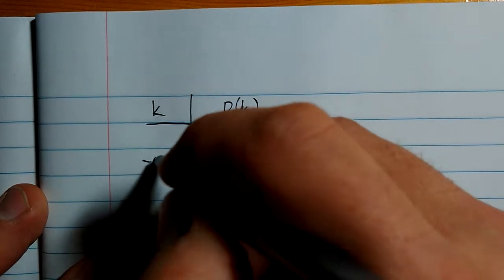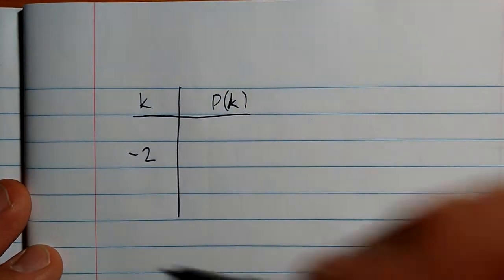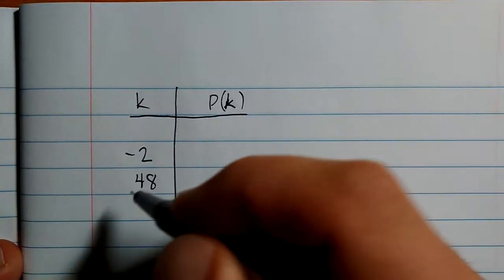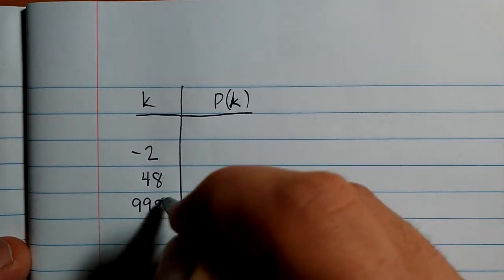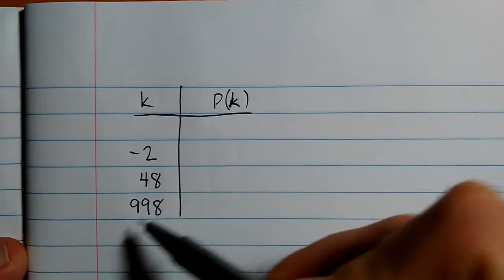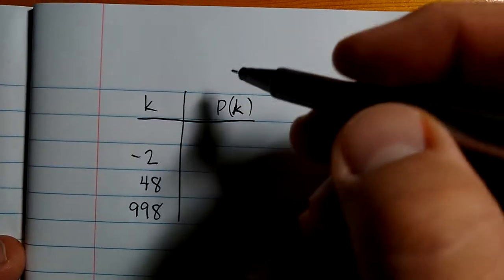So the first value is -2. Yep, you can have negative values. Second one's 48. And the last one is 998. So you can have negative values, you can have decimal values, whole values, fractions, anything like that is fine.